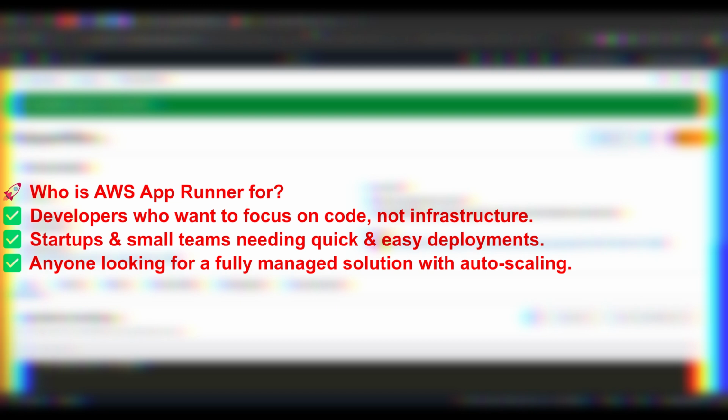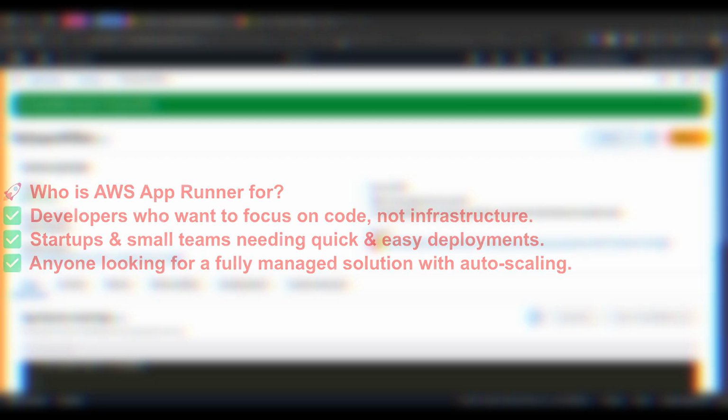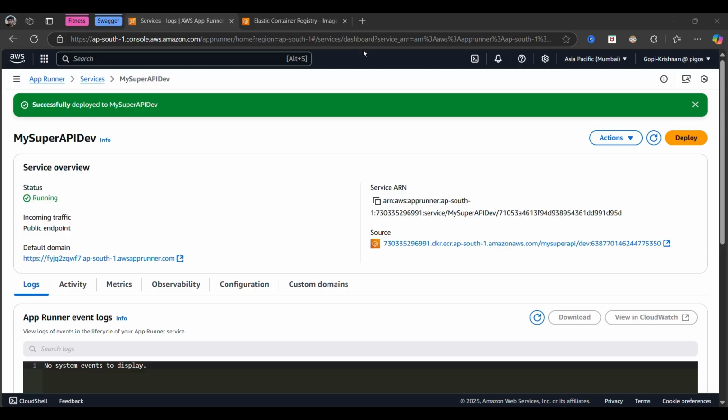If you are a developer who just wants to focus on writing the code without worrying about infrastructure, AWS App Runner is made for you. Just a few clicks, it takes care of everything: building, deployment, scaling, and securing an application without needing to manage load balancers, networking, or complicated configurations.